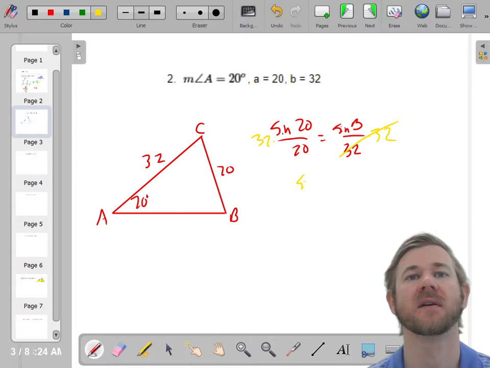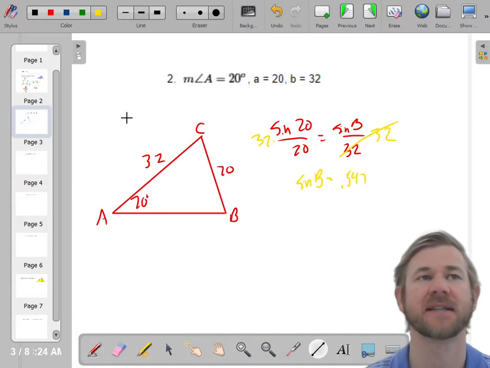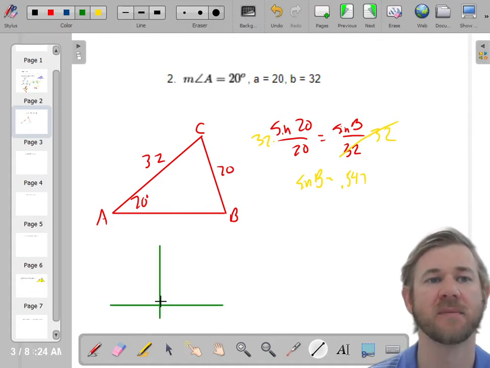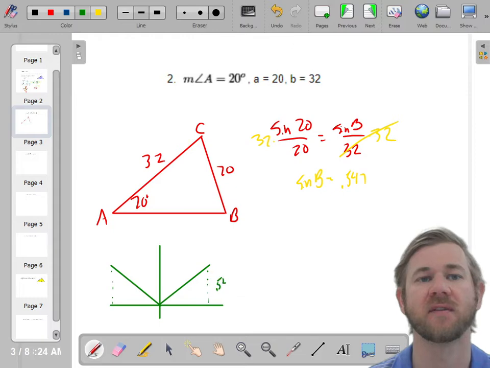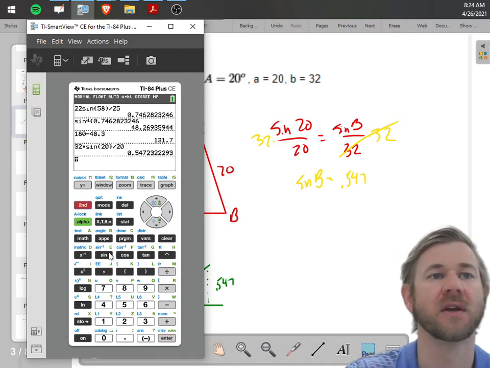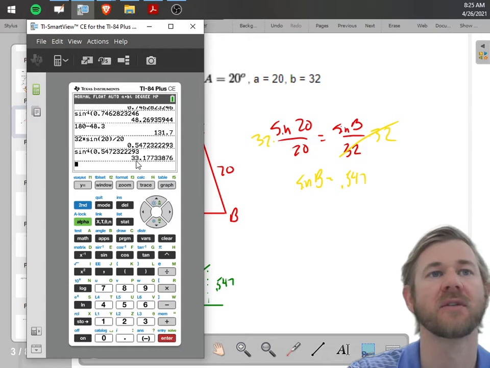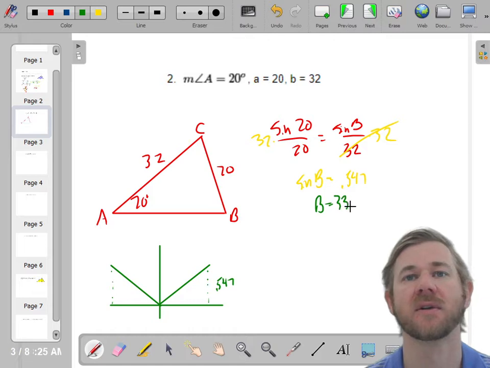The sine of b is 0.547. And I'm going to try and sketch out to help me kind of visualize again. You imagine there's two different ways you could do that. If you know the sine is the y value, this height is 0.547, and I want to know what this angle is. So to do that, I will use inverse sine, and I will get that angle b is 33.2 degrees.